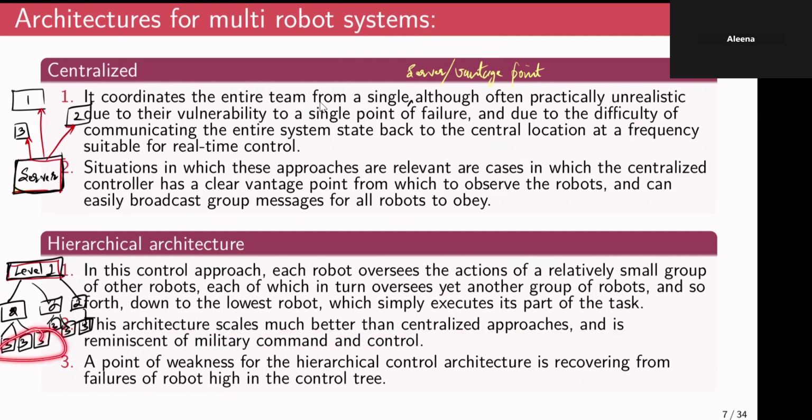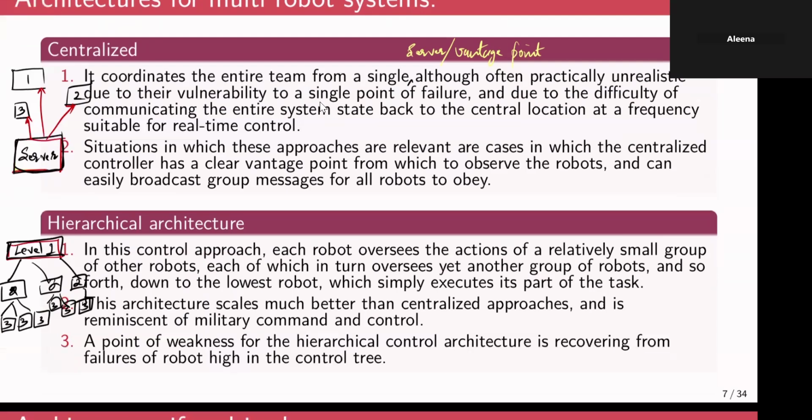At the bottom we have soldiers, and going up we have lieutenants, and probably at the top we may have captains, marshals, and all those officials higher up the level. The key characteristic of this architecture is that a point of weakness for hierarchical control architecture is recovering from failures of the robot high in the control tree. If there is a failure at a higher level, then every other subsequent level would be inoperable, right? They would go out of operation.